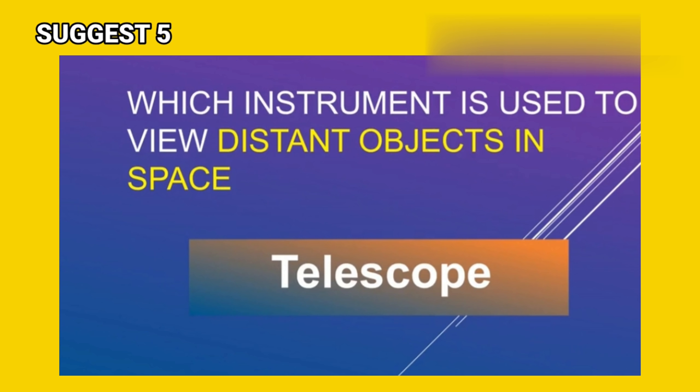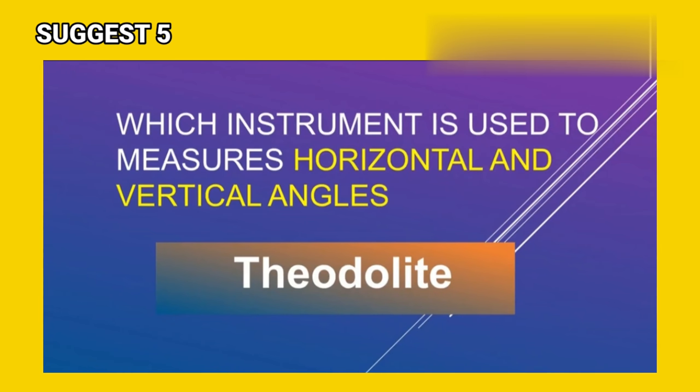Answer, telescope. I repeat, which instrument is used to view distant objects in space? Answer, telescope. Which instrument is used to measure horizontal and vertical angles? Answer, theodolite. I repeat, which instrument is used to measure horizontal and vertical angles? Answer, theodolite.